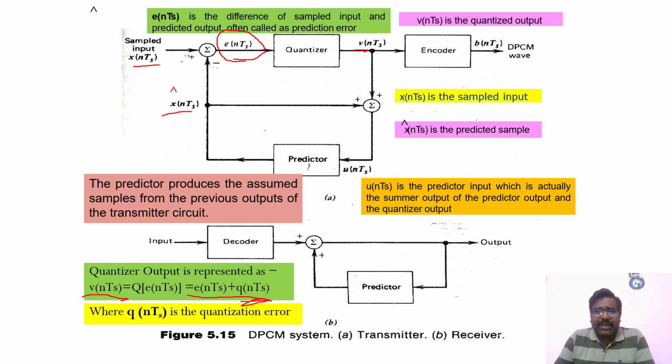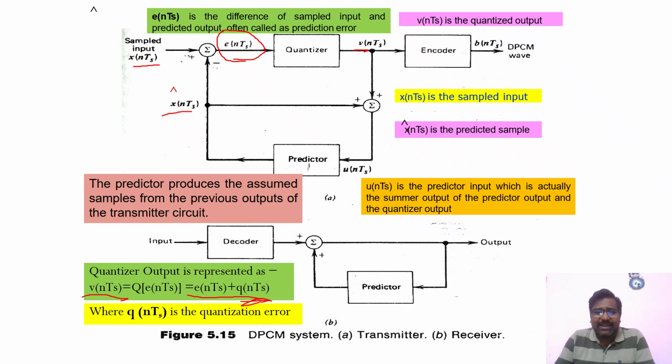Finally, v(nTs) is given to the encoder, and after this encoder it gives the output, which is nothing but the DPCM waveform, the differential pulse code modulation waveform. This is the transmitter side.